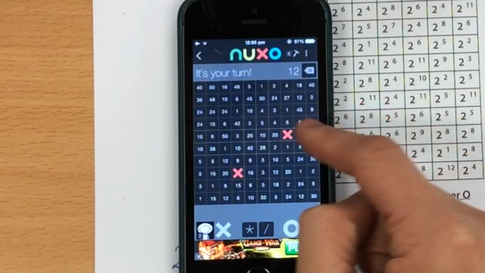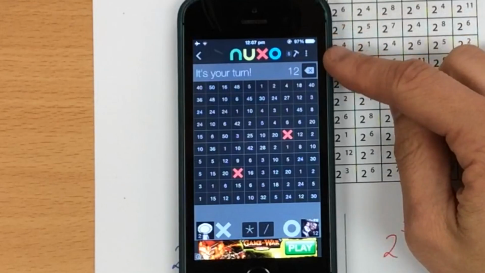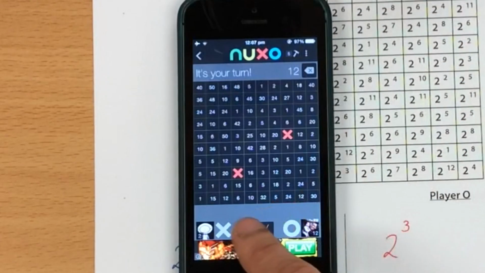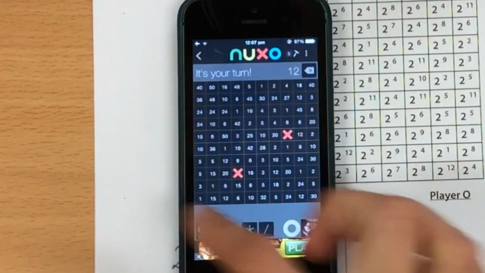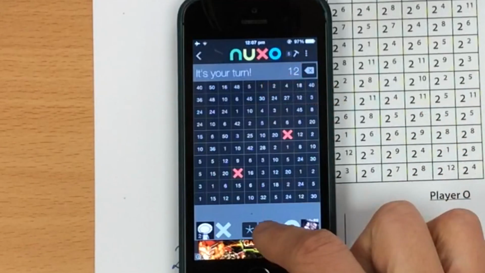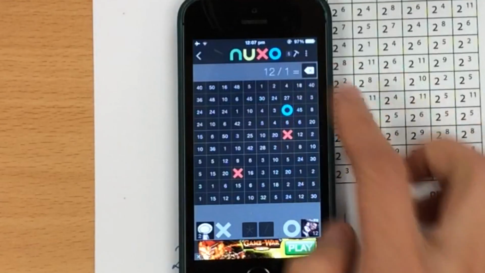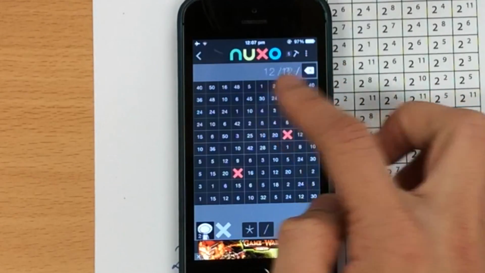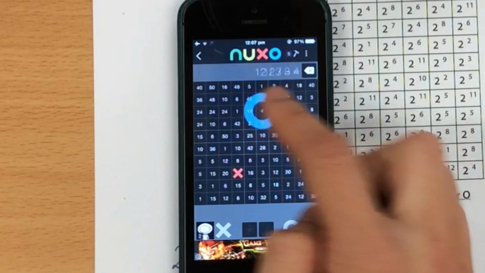It says this is your turn. The computer's already started. It's placed 2 crosses. And you start with a number. In this case, I've been given 12 to begin with. Then I get to choose to multiply or divide by anything I like, and my aim is to get 5 noughts in a row. So for instance, I can say 12 divided by 3, and you have to calculate the answer. So 12 divided by 3 is 4.